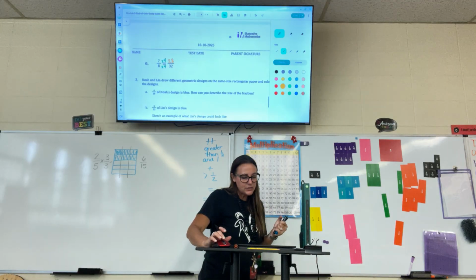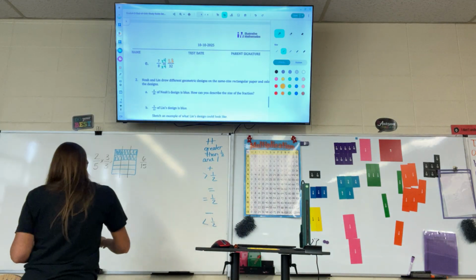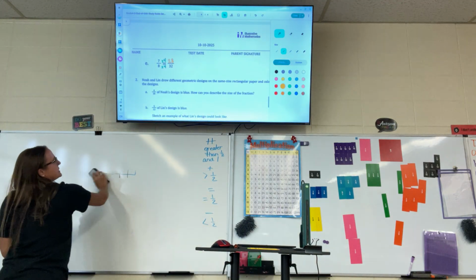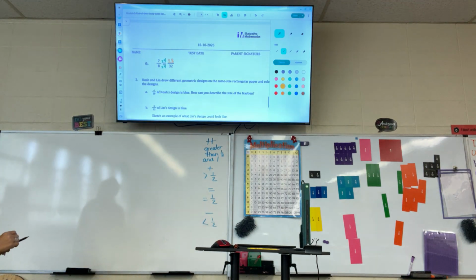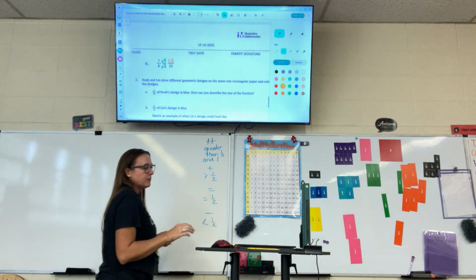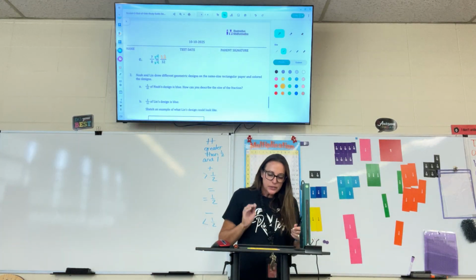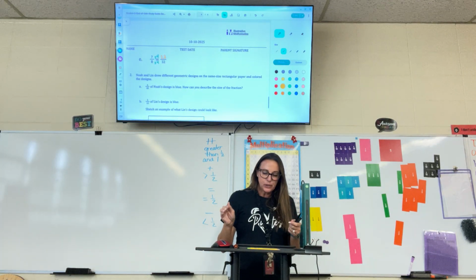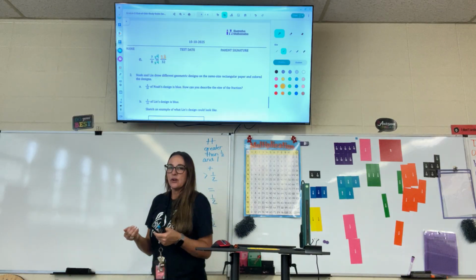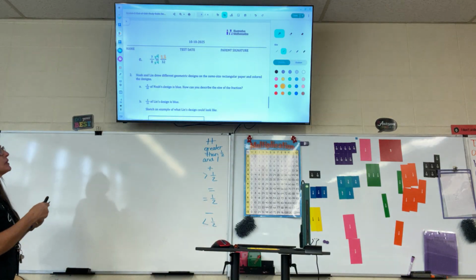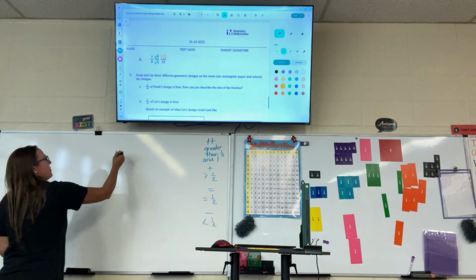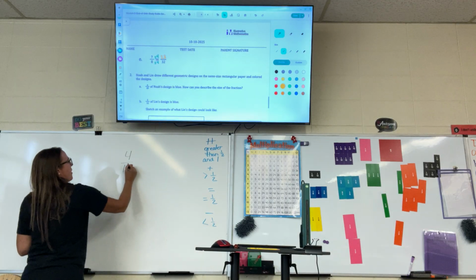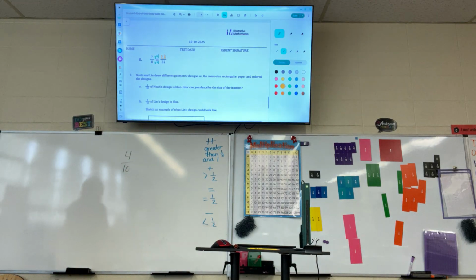Okay, last one. Noah and Lynn drew different geometric designs on the same size rectangular paper and colored the designs. 4/10 of Noah's design is blue. How can you describe the size of that fraction? So how can you describe this right here? Emlyn? It's less than the whole. Less than half, right? It is less than 1 whole, less than 1/2.